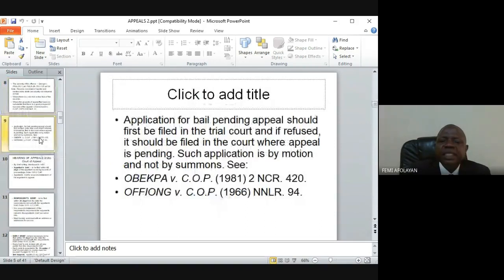The application for bail pending appeal should first be filed in the trial court, and if refused, it should be filed in the court where appeal is pending. So if the appeal is from the High Court to the Court of Appeal, it should first be filed in the High Court, and if refused, it should be filed in the Court of Appeal. Such application is by motion on notice and not by summons. On this, you can see the case of Obekpa against COP, Ofiong against COP.